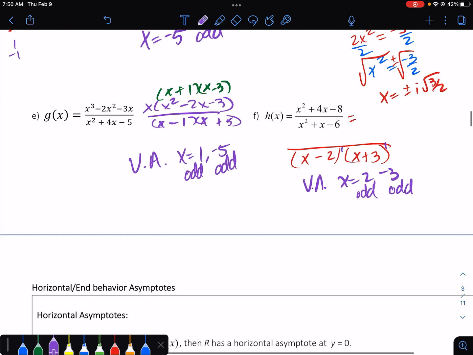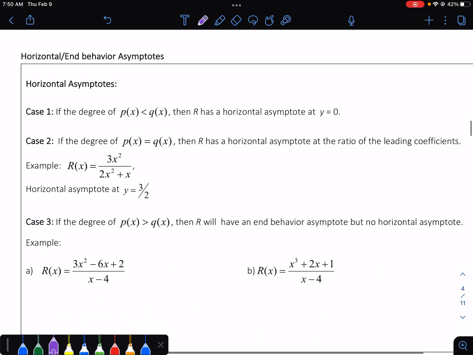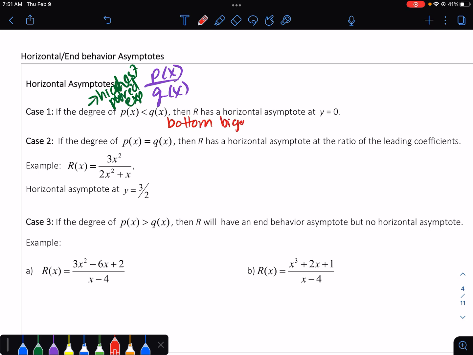Okay. So then we have our horizontal asymptotes. So there's 3 scenarios that you could have. Remember that P of X is on top and Q of X is on the denominator. Remember the degree is the highest powered exponent. So if the degree of P of X is less than Q of X, then it has a horizontal asymptote at y equals 0. So if the bottom is bigger, then it's y equals 0.